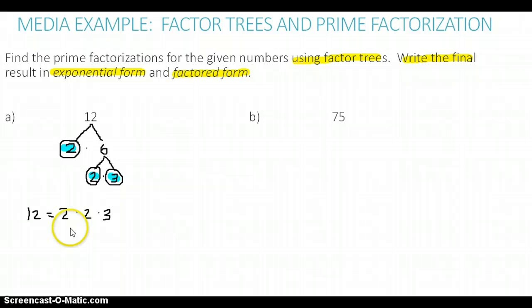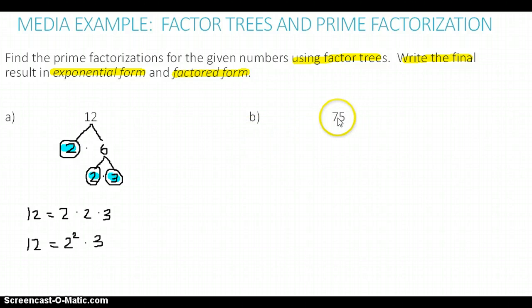And now exponential form, well, we learned that this is 2 factors of 2, which can be written as 2 squared. The factor 2, there's 2 factors, so there's also a 2 here. So this is our exponential form.